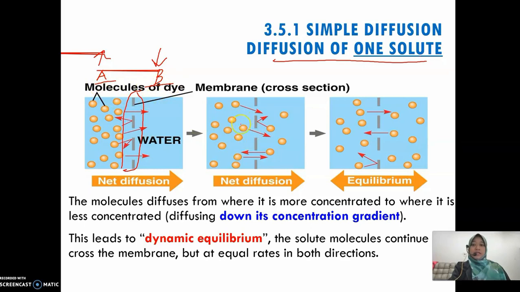And we can see that here, the molecules of dye are moving to side B. And at equilibrium, you can see that the movement of the dye to side B or side A is similar. So the net movement of molecules between the A and B sides is 0.